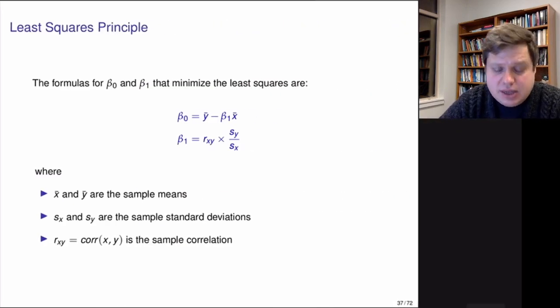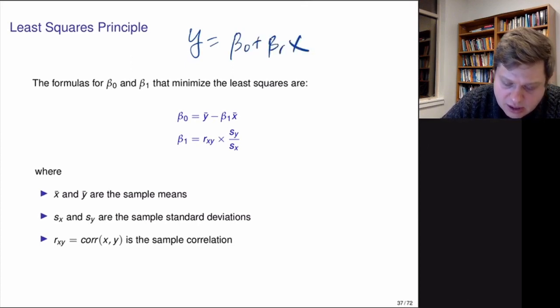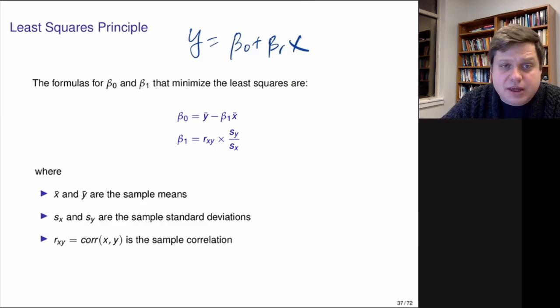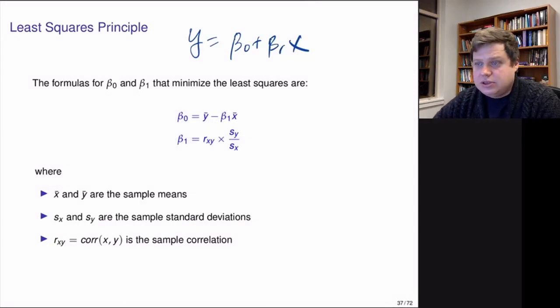And it happens to be the case that for the simple linear model, when you just have y equals beta 0 plus beta 1 x, the values of beta 0 and beta 1 that satisfy this least squares principle can be analytically calculated. Beta 0 is just the average value of y minus beta 1 times x bar, and beta 1 is just the correlation between x and y times the standard deviation in y over the standard deviation in x. So actually, let's look at this principle and apply it to the Saratoga housing data set.